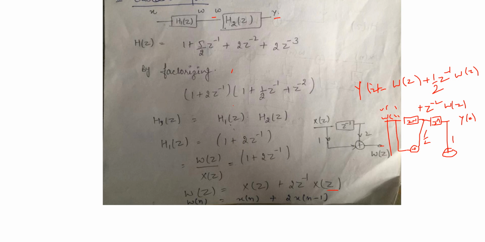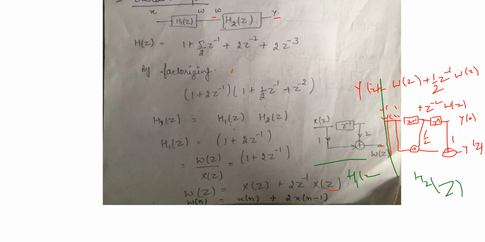So you will get here y of z. This is the structure of h2 of z, direct form structure. Or this is the structure of h1 of z. Clear, this is the structure of h1 of z.